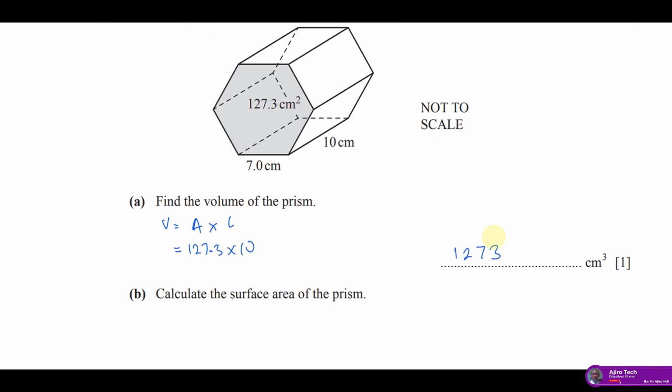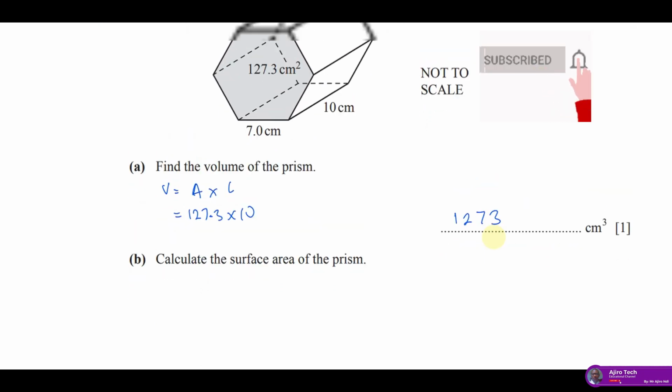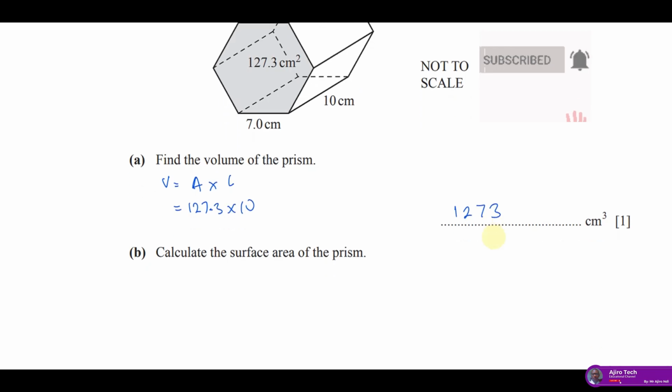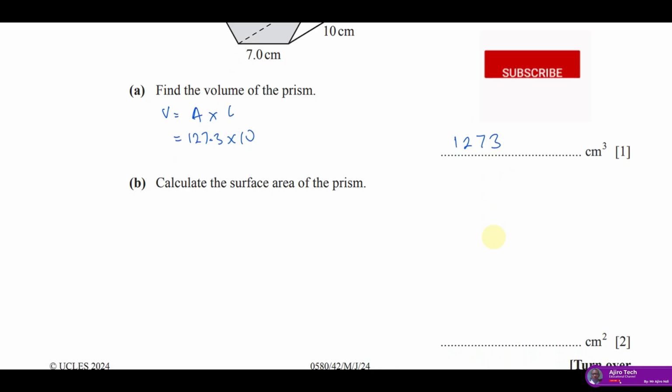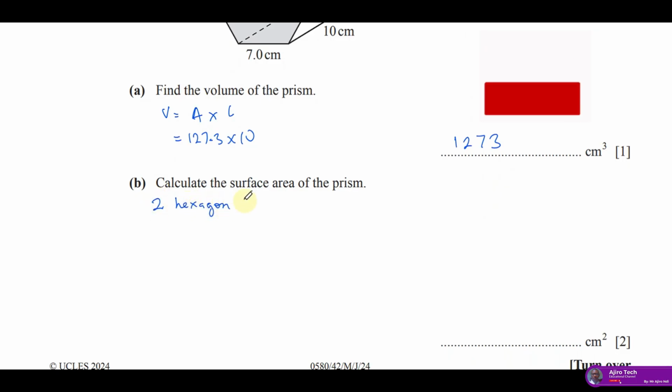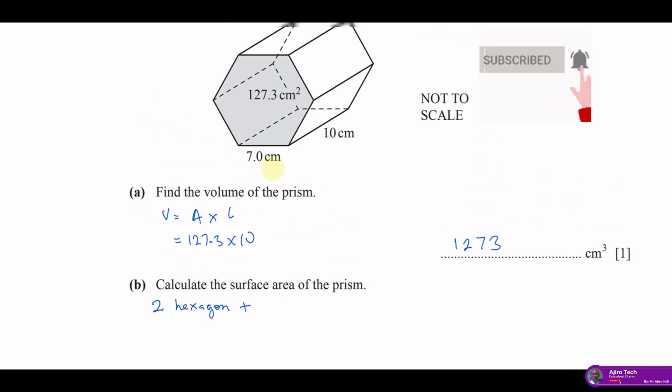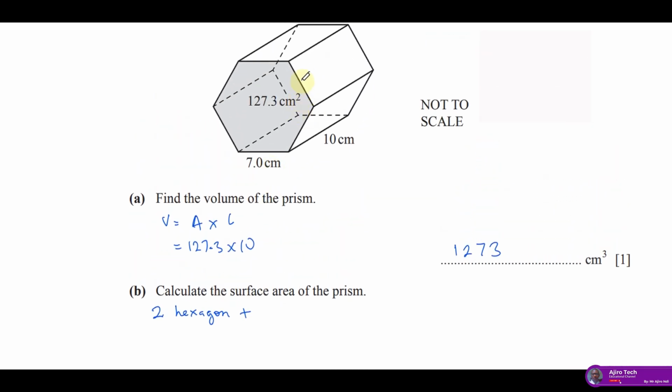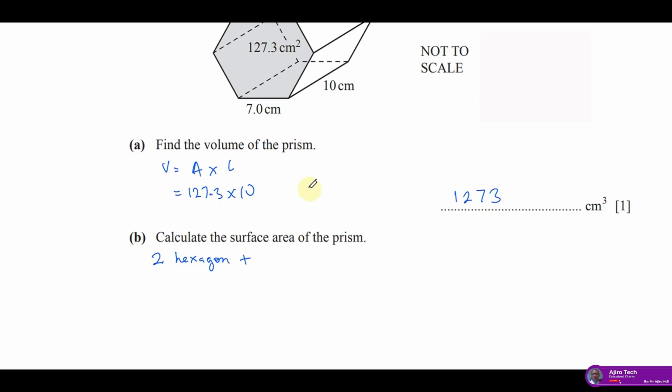Calculate the surface area. Now there are two hexagons, plus we have some rectangles around. This is a rectangle. How many? There should be six, since there are six sides for the hexagon, so six rectangles.